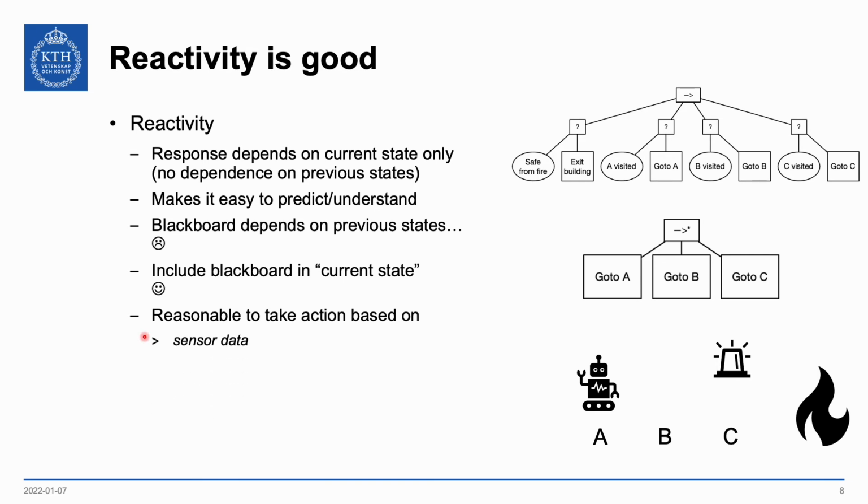So overall, it's reasonable to take action based on sensor data and your beliefs and your knowledge about the world. So basically having a blackboard and having a memory. You might wonder, why are we talking about this? Isn't this obvious? Well, we're going to see in the next slide that there are some aspects of this that might be important.